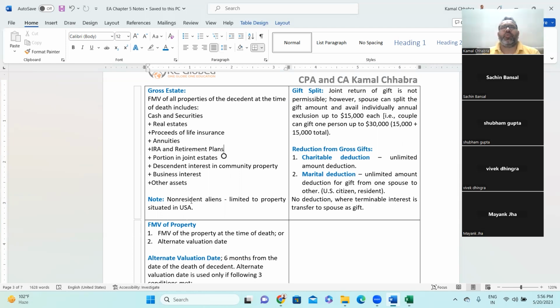For example, if Shubham and Divya have given a $30,000 gift to, let's say, Vivek, the $30,000 is exempt when you are giving the gift, but at the same time you need to claim on your individual tax return $15,000 for Divya, $15,000 for Shubham. That is called gift splitting.